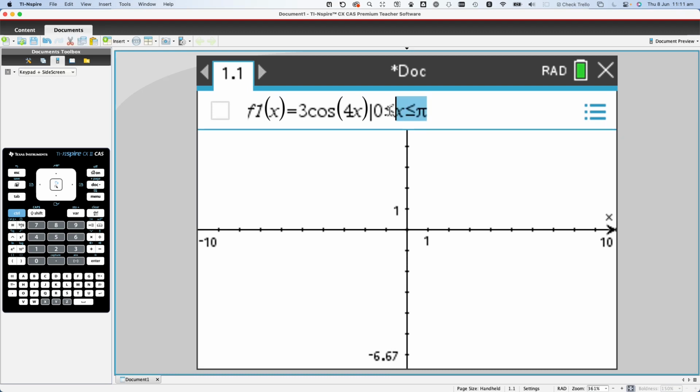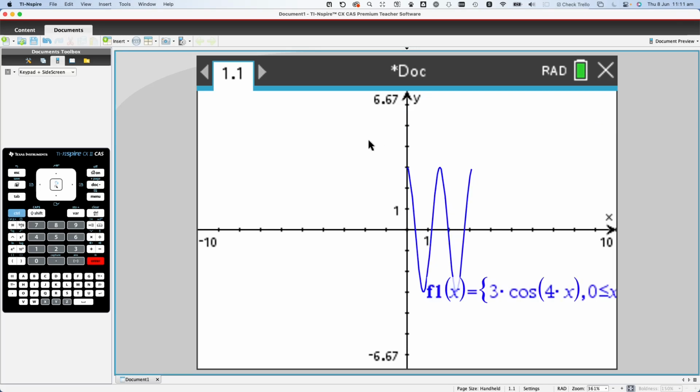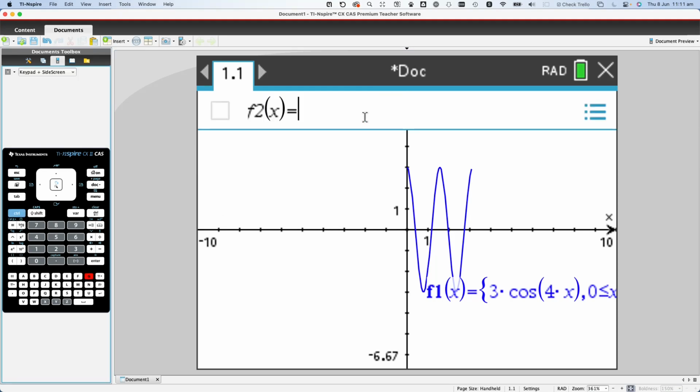I might even just copy that. I think I can copy and paste it from memory. So I put my first one in, press enter. There it is there. I can also go Control G and add my second graph in. And that's y equals 2 sine of 4x.